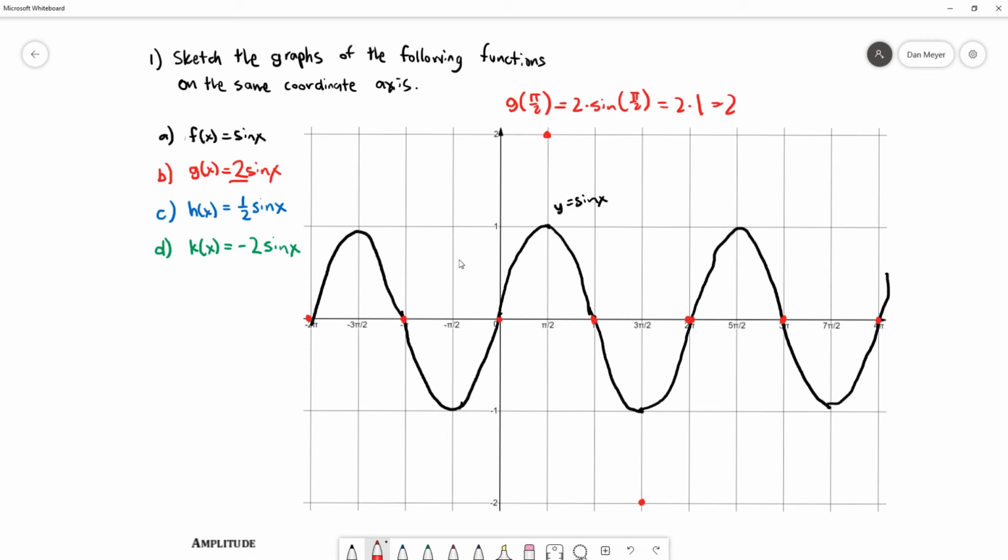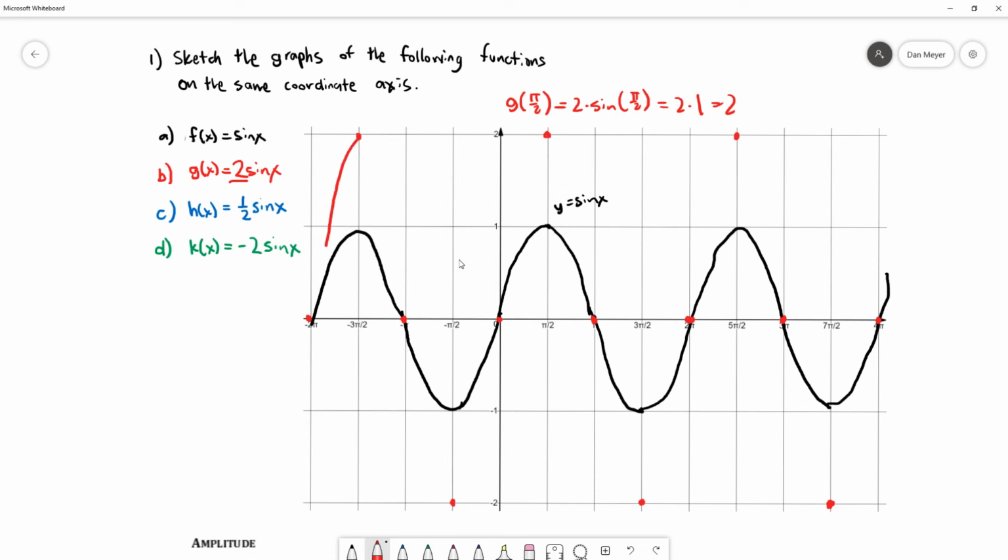At 5 pi over 2, it again stretches it up to 2. I think you guys are starting to see the pattern here. At 7 pi over 2, it stretches that negative 1 down to negative 2. And we're just stretching things out everywhere vertically. Again, multiplying on the outside by a positive number stretches it out if the number is bigger than 1, and compresses it if the number is smaller than 1.